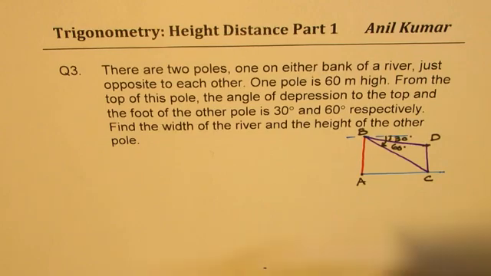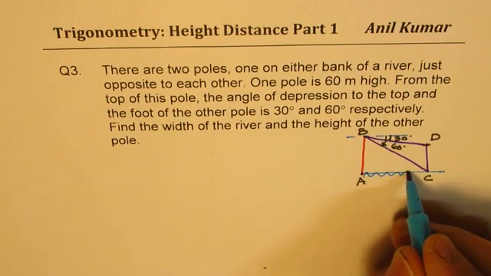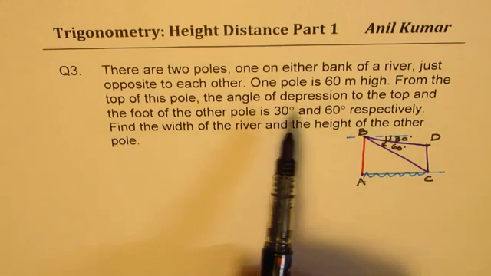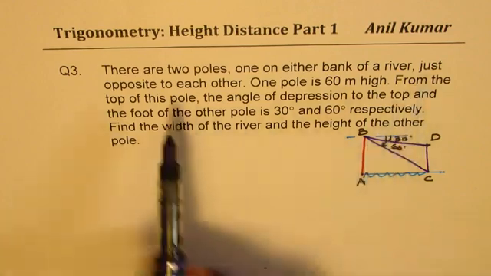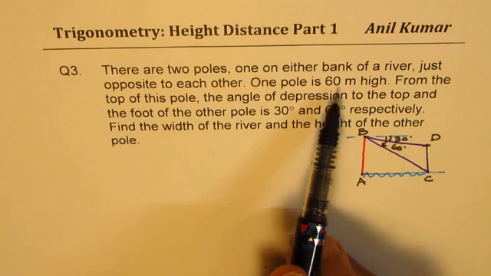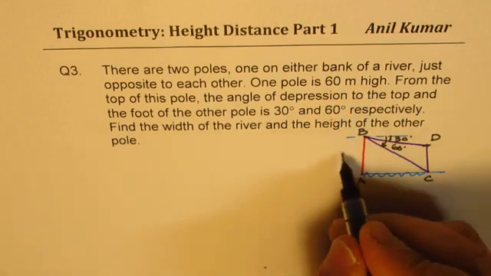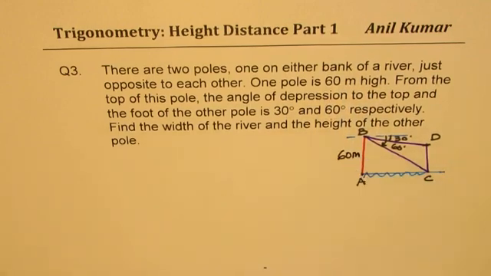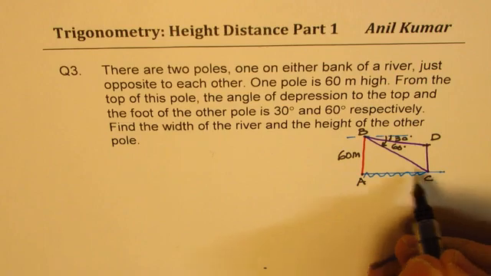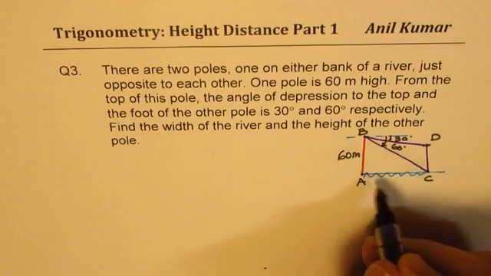So this is the river flowing, so we need to find the width of this river also, correct? And what else are we given? We are given that the two poles are on either side, just opposite to each other. Pole is 60 meters high, so we are also given that this height is 60 meters. That makes sense. Now let's solve the bigger triangle, in this triangle ABC, to find the width.